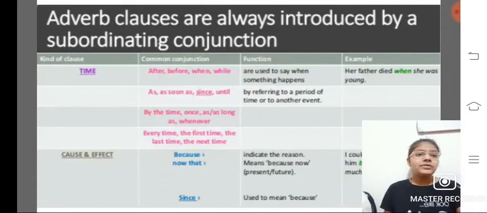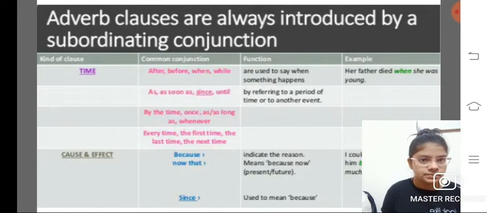Okay, let's move on. Adverb clauses are always introduced by a subordinating conjunction, right? So now, these kinds of clauses are of just two types. First is time and second is cause and effect. The common conjunctions for time are after, before, when, while, as soon as, since, until, by the time, once, as, whenever, every time, the first time, the last time, the next time. And for cause and effect there is because, now that, since, etc.